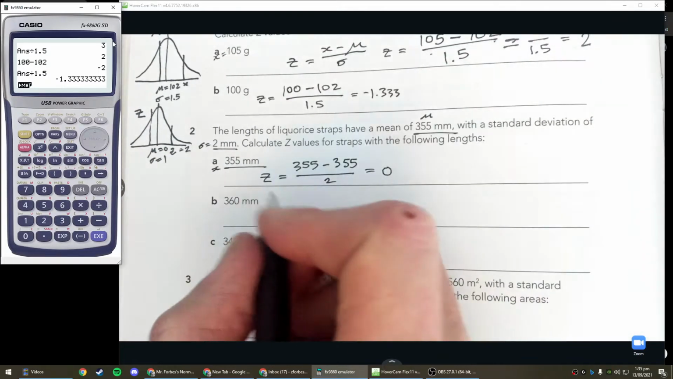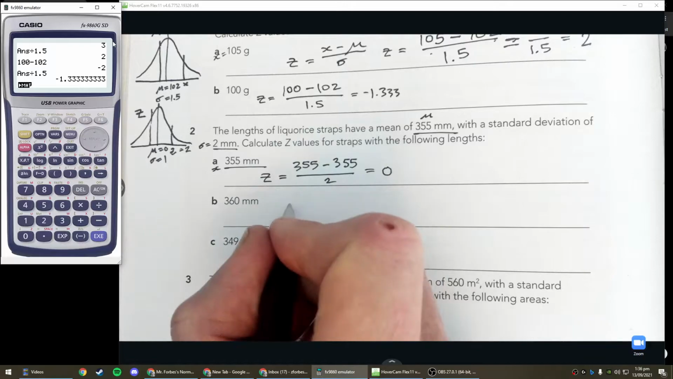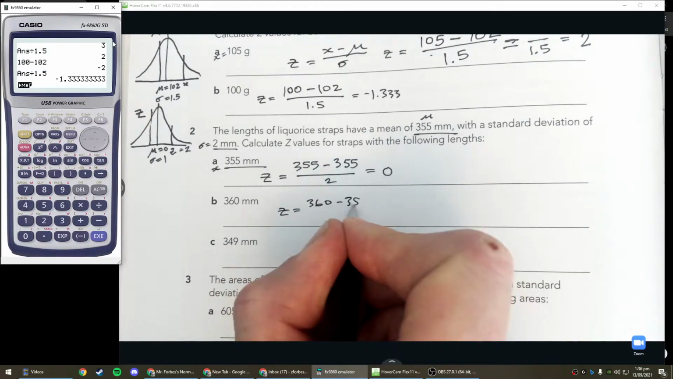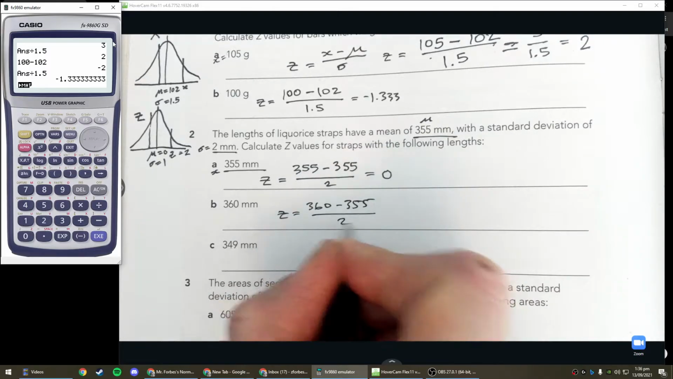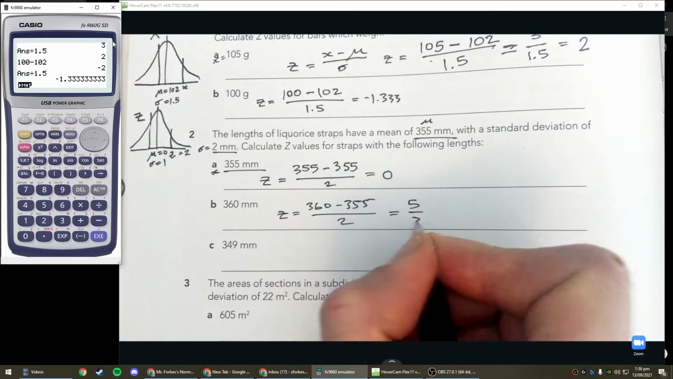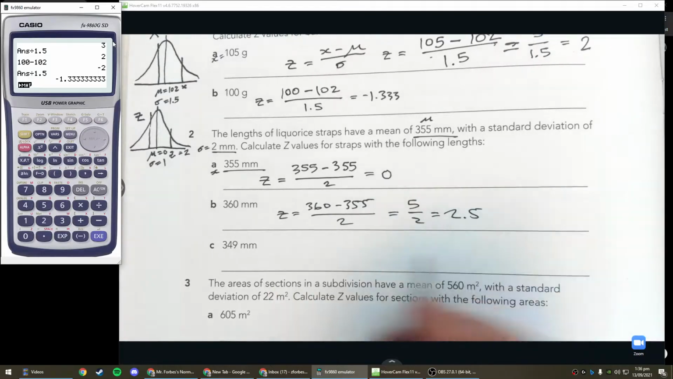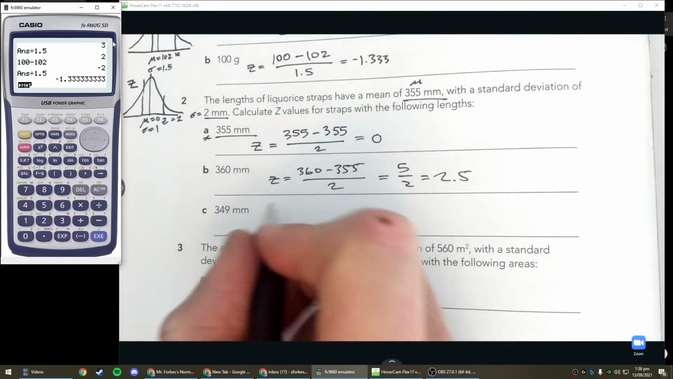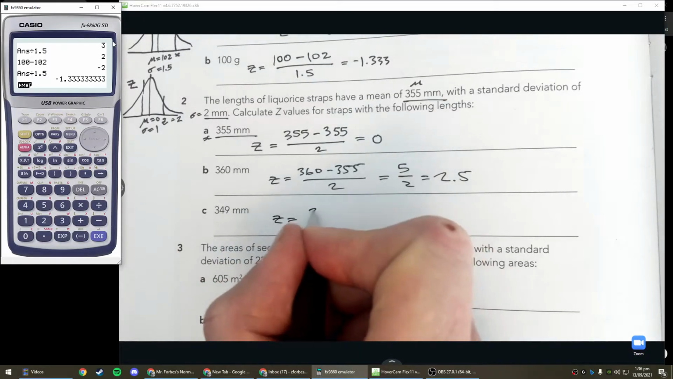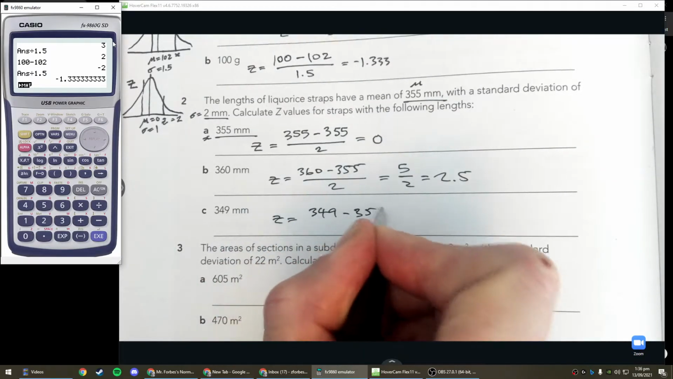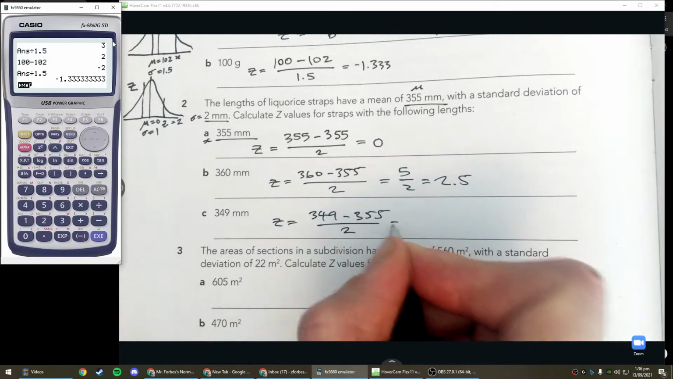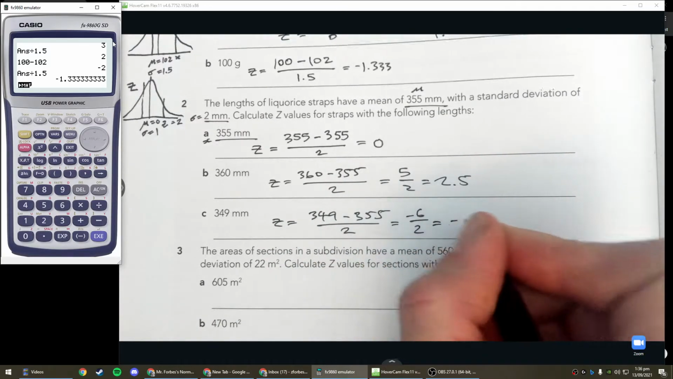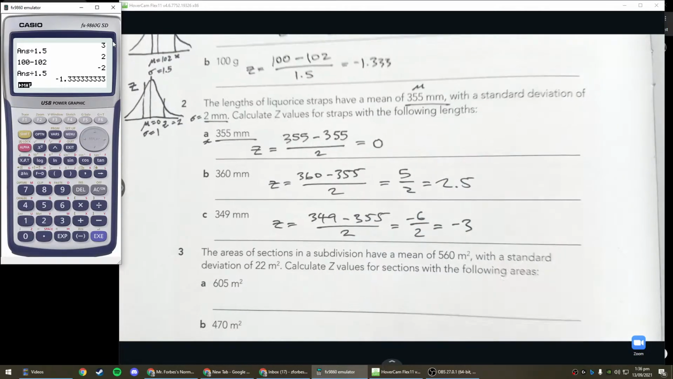So that makes sense. Okay, let's do the next one, 360. So z equals 360 minus 355 over 2. That means it's 5 over 2, so it's 2.5. That is the z value. Okay, the next one, 349. z equals 349 minus 355 over the standard deviation, which is 2. That's going to get us negative 6 over 2, which is negative 3.